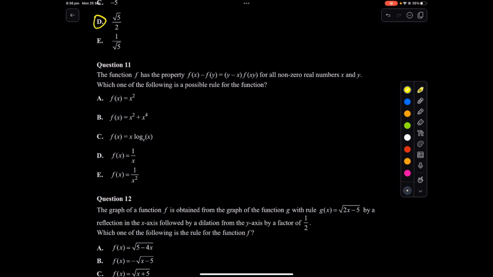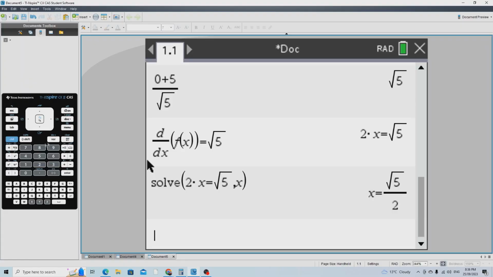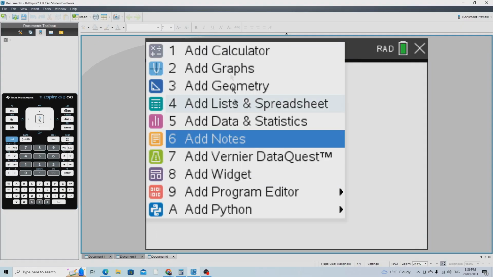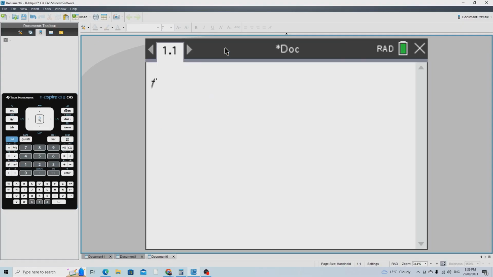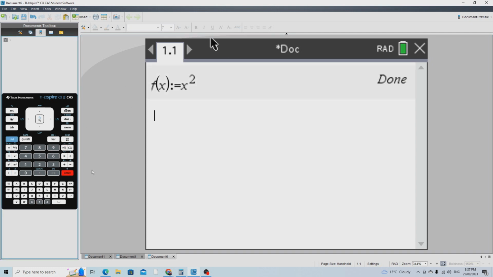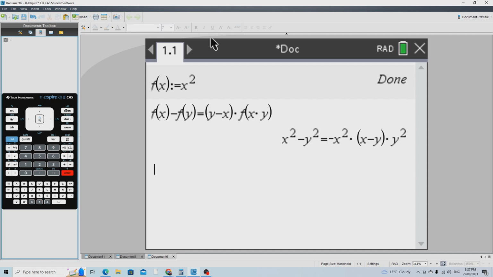and y. Which of the following is a possible rule for the function? These are always questions that are coming up in exams. They are very easy because they are easy marks. What you can do is just use a calculator. This is how I would approach this question. I would first define the first function, x squared. And I would actually write the property f of x minus f of y equals y minus x times f of x times y. Okay, so this is false, because the statement is supposed to say true.